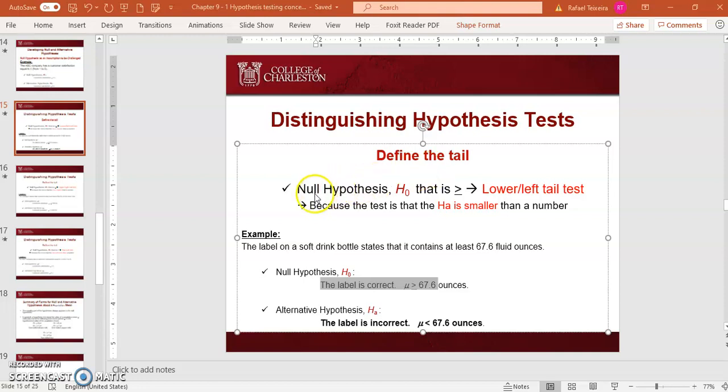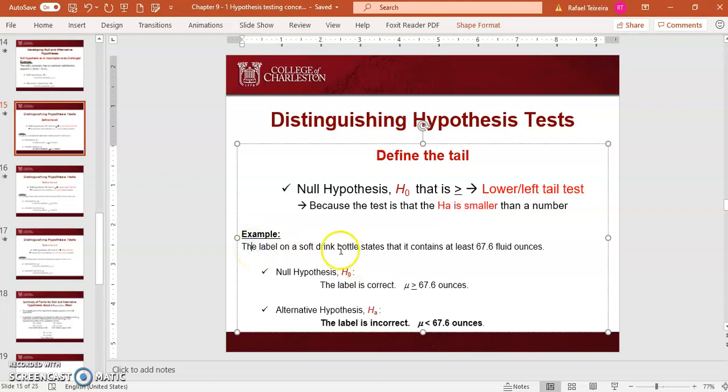Okay, so these are the guidelines to help you determine which tail we're talking about. For example, if the null hypothesis has a statement in which the mean or proportion is higher or equal than something, then we have a lower left tail test. That happens because the test is always done on the alternative hypothesis, and in this case, the alternative hypothesis has to be smaller than the number highlighted in the hypothesis. Let's take a look at one example.